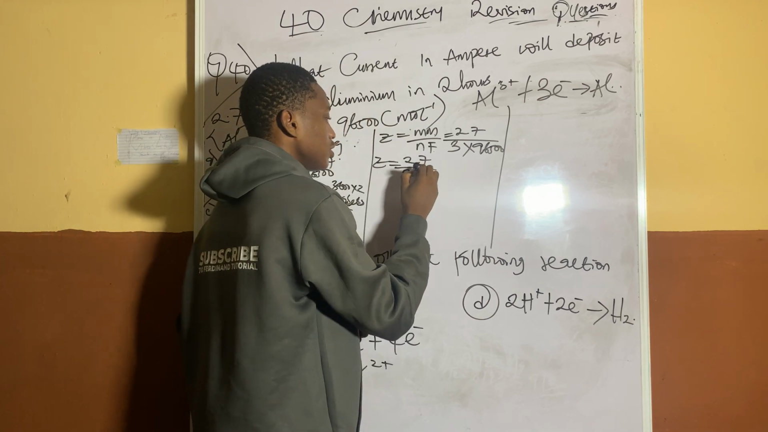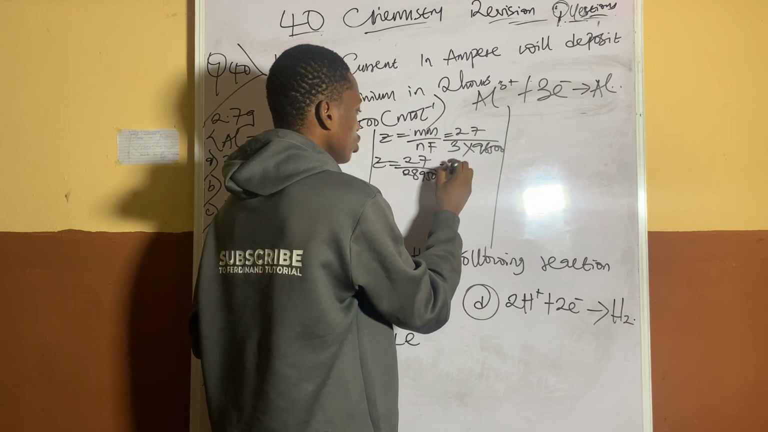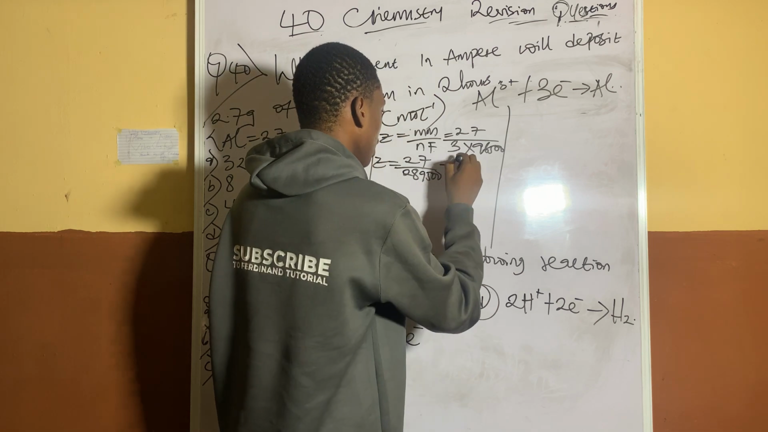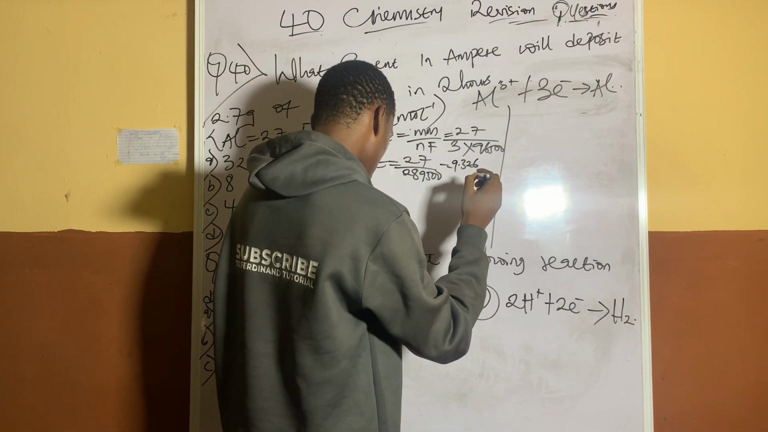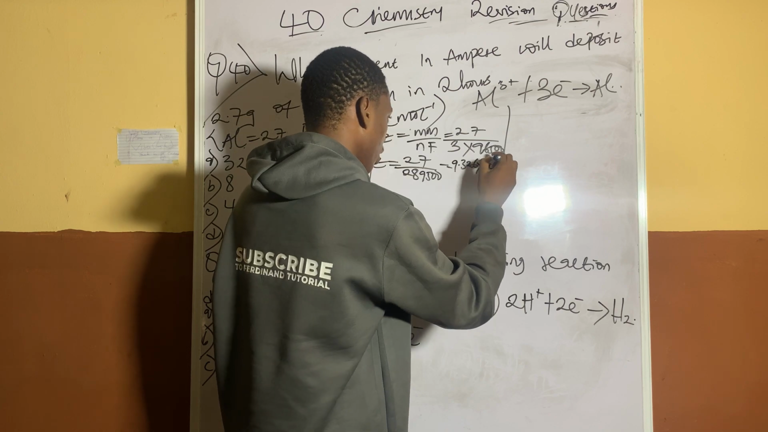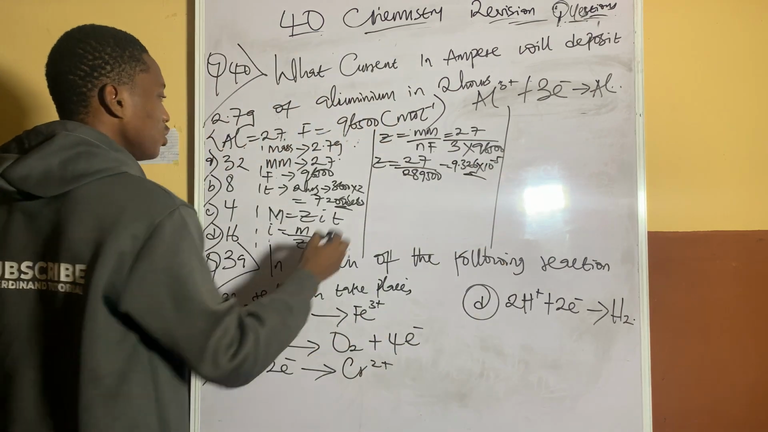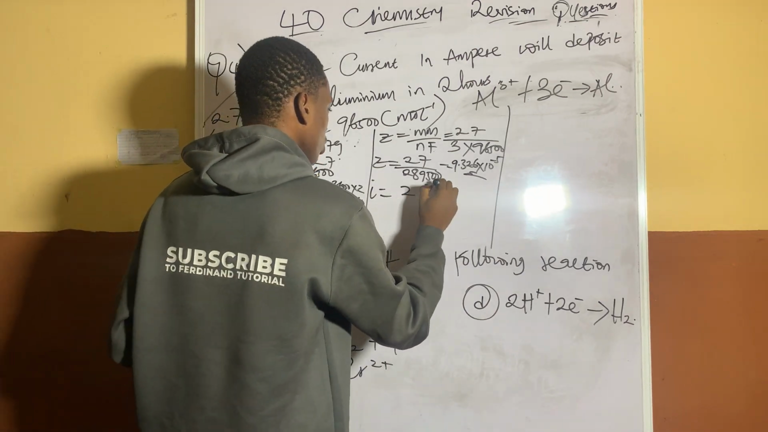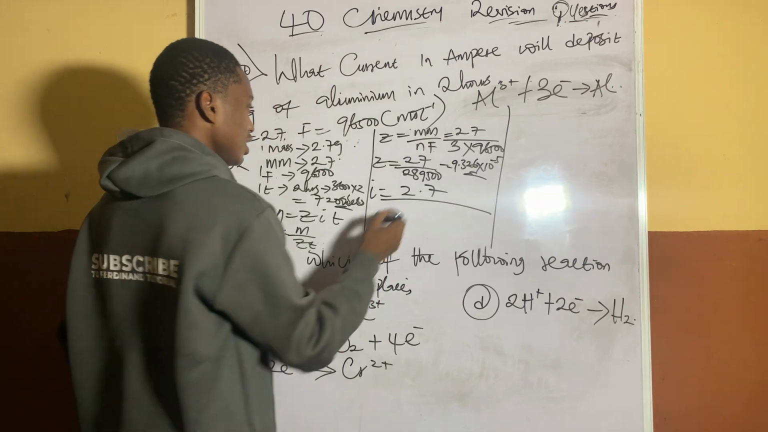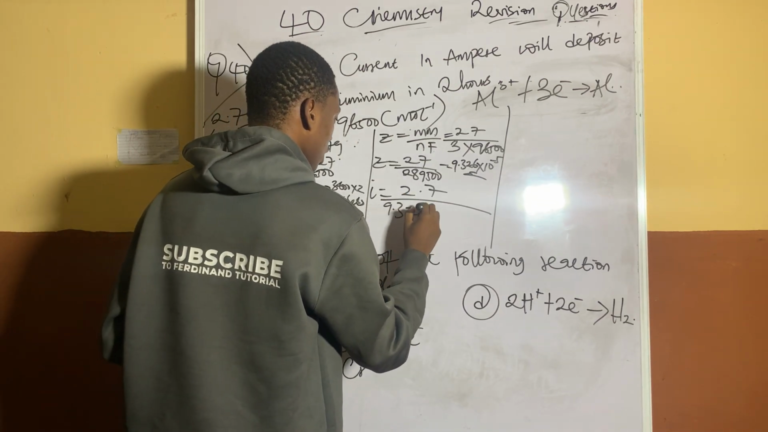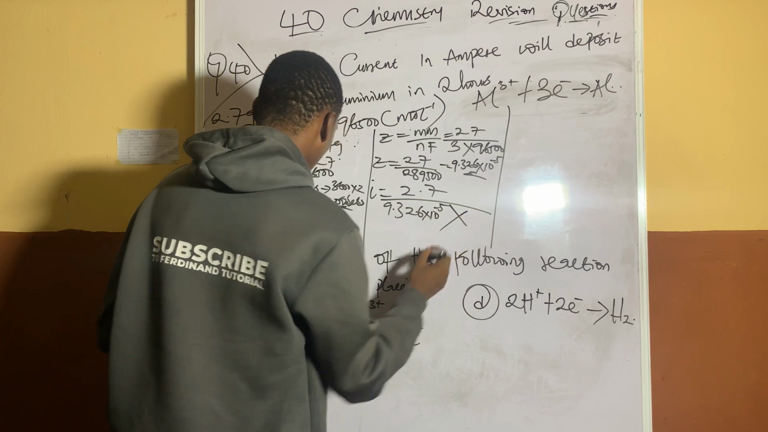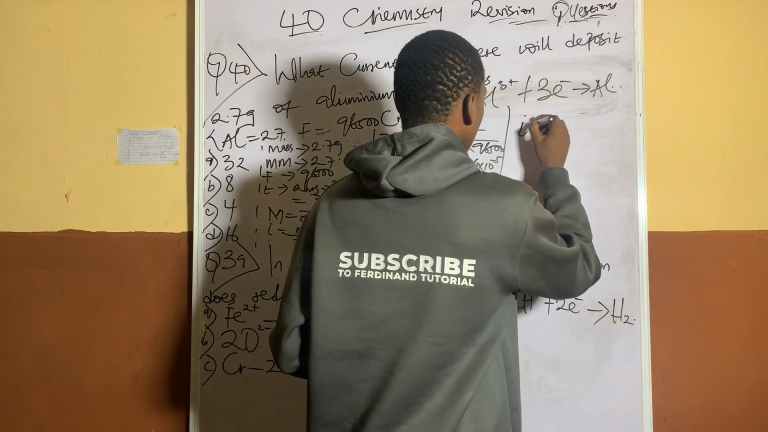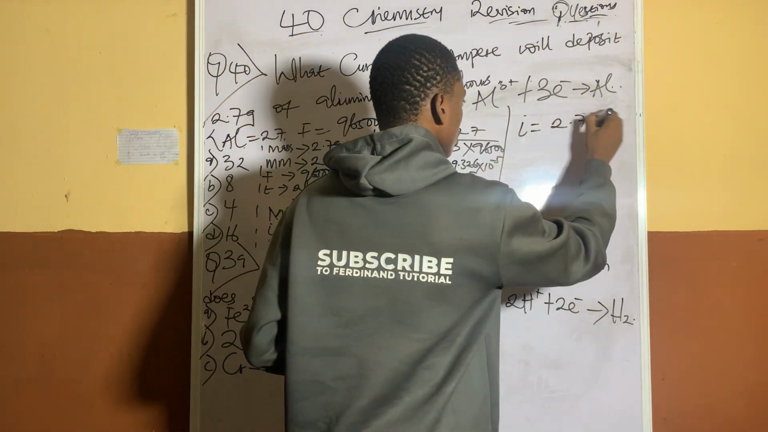We have 27 over 289,500, and the answer is 9.326 times 10 raised to power minus 5. So I will input the value here. Current will be equal to mass, 2.7 grams, over Z, which is 9.326 times 10 raised to power minus 5, times time, which is 7,200 seconds.